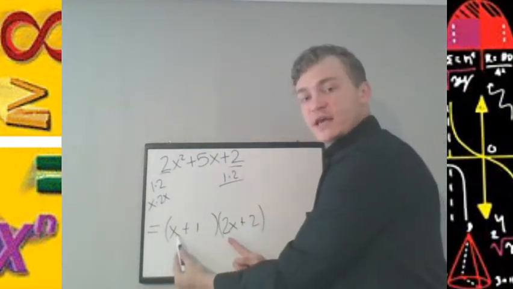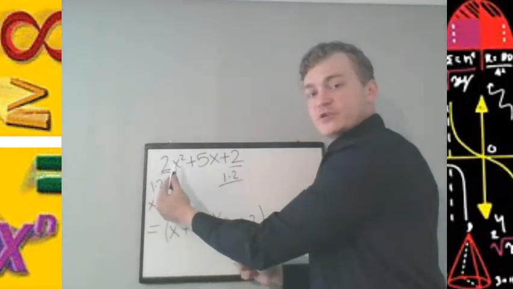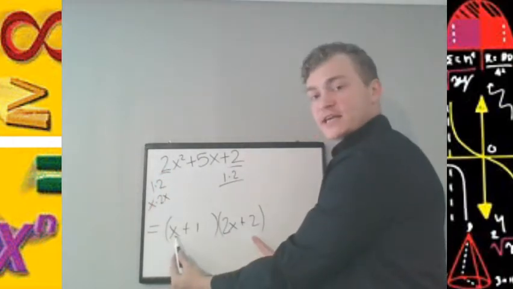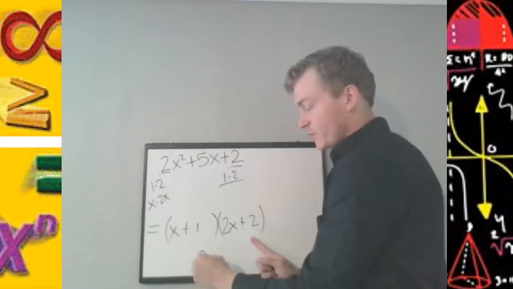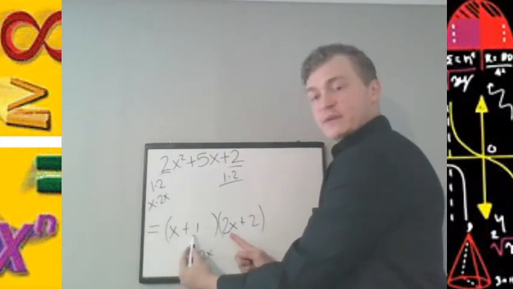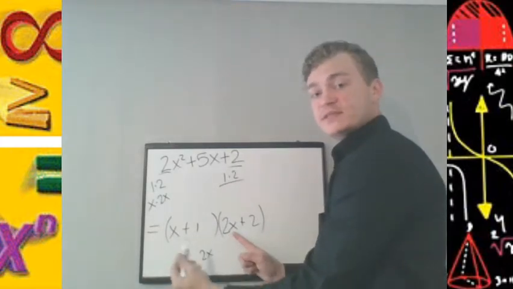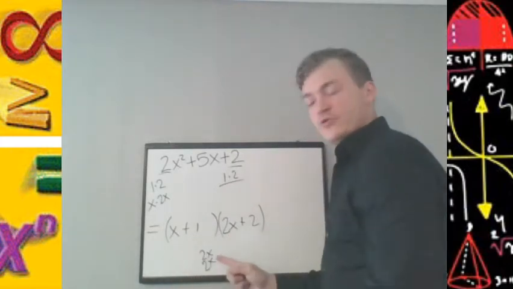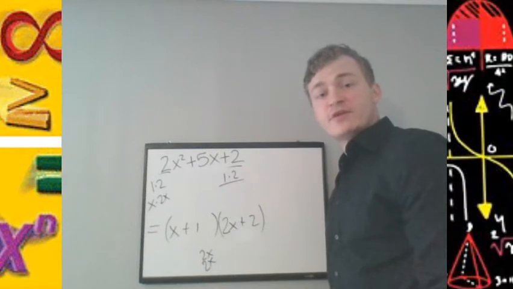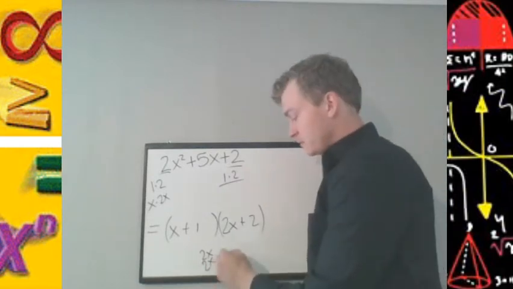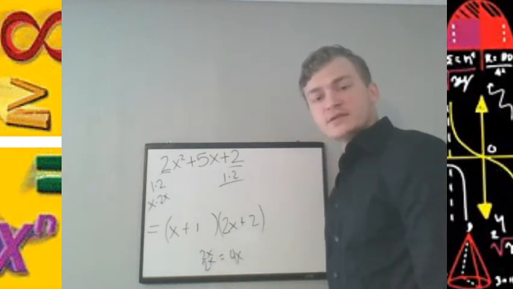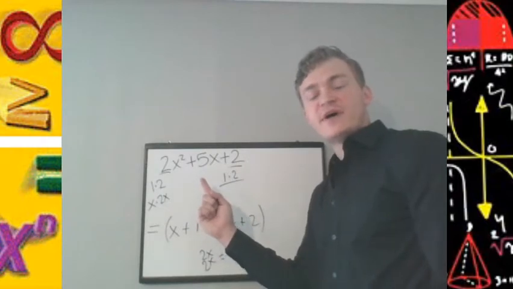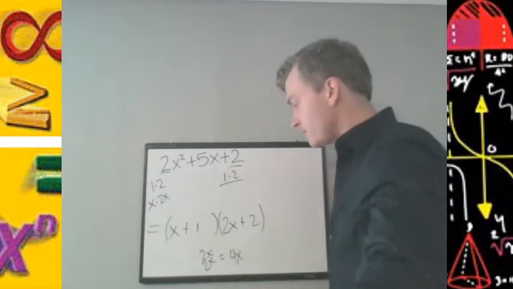Product of the first terms, the F in FOIL, x times 2x is 2x squared. The O, x times 2, or 2 times x, is 2x. 1 times 2x, well, anything times 1 you get back itself. 1 times 2x is 2x. If you combine 2x and 2x together and they're both positive, that's 4x. 4x is not 5x, so we can stop here.